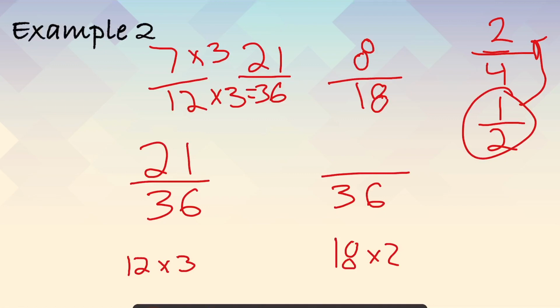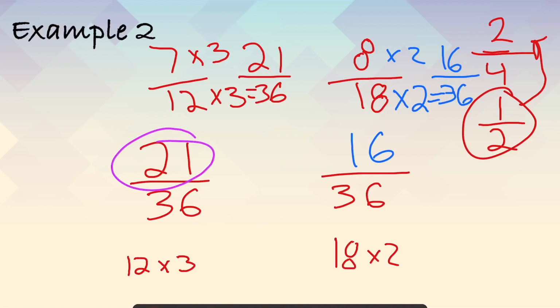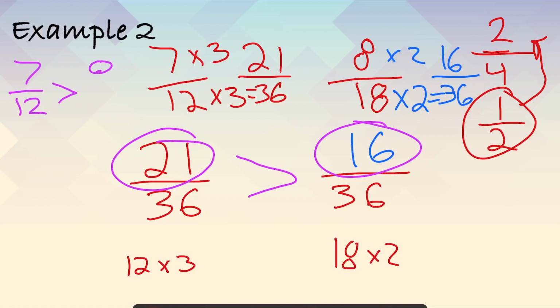Same thing over here with 8 and 18. I did 18 times 2 to get me 36. So 8 times 2 is 16, 16 over 36. And right here, I can just compare 21 and 16 because the denominator is the same. Okay, the parts are the same size. They're split into 36. So 21 over 36 is greater than 16 over 36. So I can say that 7 over 12 is greater than 8 over 18.